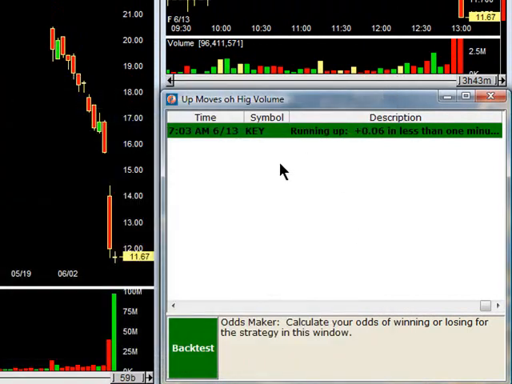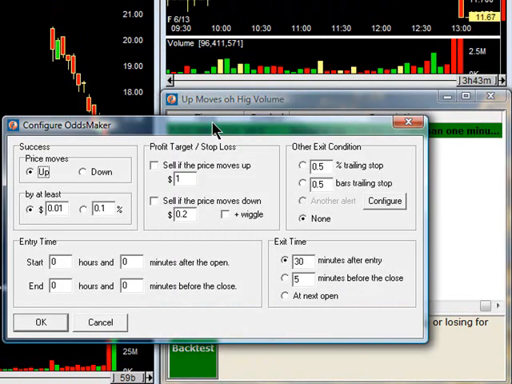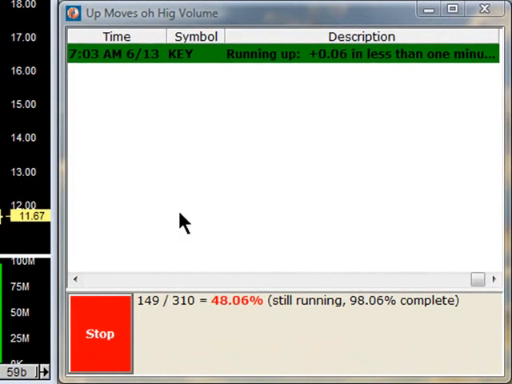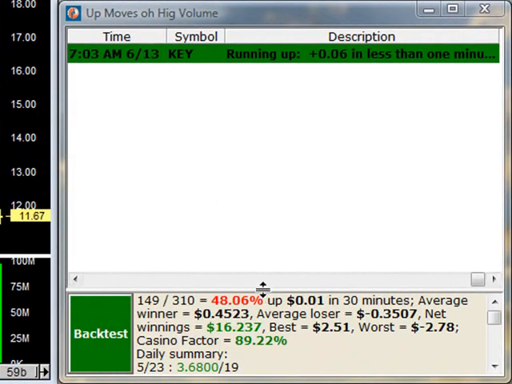So now that we have the components of the system, let's see what we should do with this information. I'm going to find out by hitting the backtest button, which is again located at the bottom of every Trade Ideas Alerts window, and this brings up the OddsMaker configuration panel. We're going to look at what would happen if we went long and held the trade for 30 minutes without using any stops. I'm going to press OK, and now the OddsMaker is running through the scenarios.